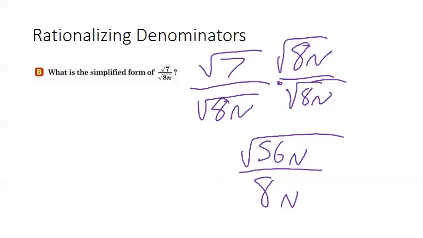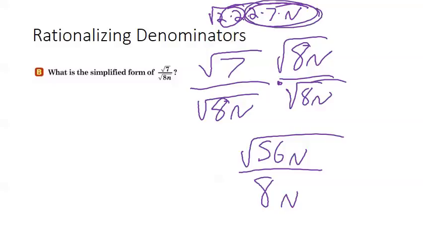So 4 is a perfect square, so we can take out the 2. So let's do it the long way. 56 is 2 times 2 times 2 times 7. We have that n in there, right? So we're going to take out this pair. And then this 2 times 7 times n is going to stay inside. We've been doing that in green, haven't we? Okay. There you go. So this equals 2 times the square root of 14n over 8n.